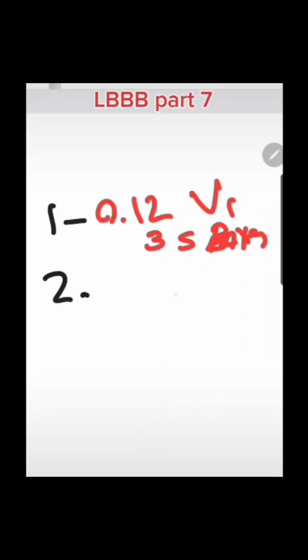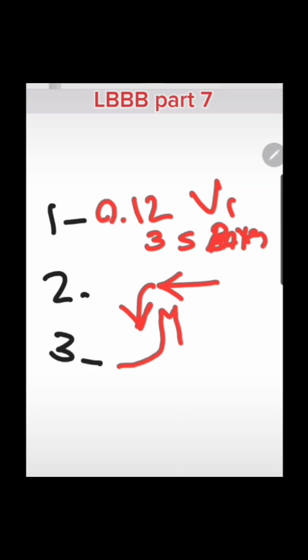The second one: take your J point in lead V1 and travel backwards. The very first deflection you come to in your QRS complex should be a downward deflection. Criteria number 3 is the notching of the QRS complexes in the lateral leads. And that's exactly what we talked about earlier. Remember, you get that 2 QRS complex phenomena.